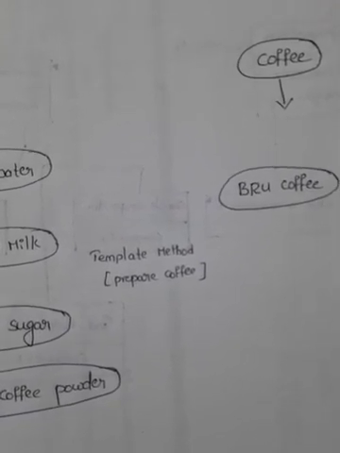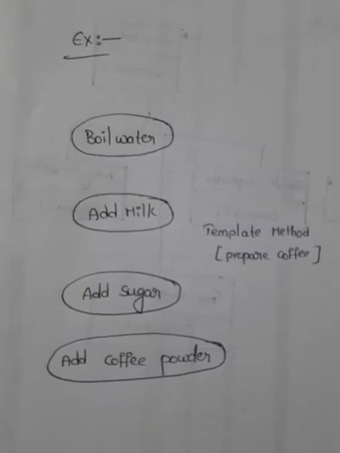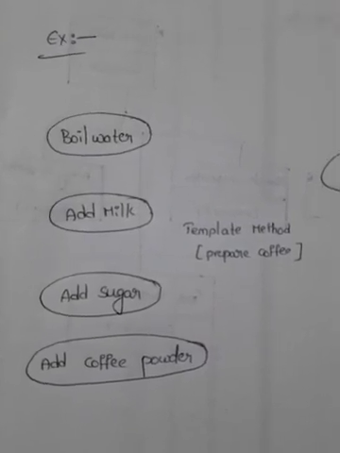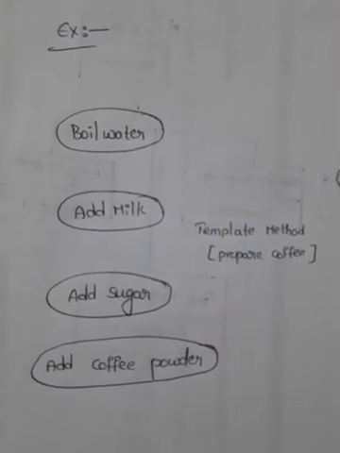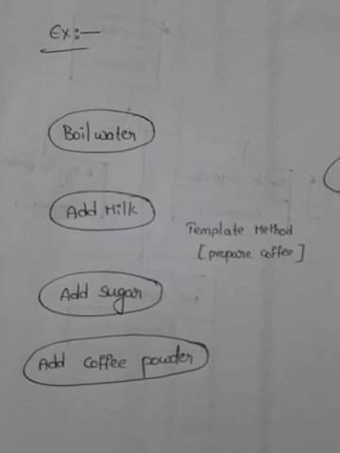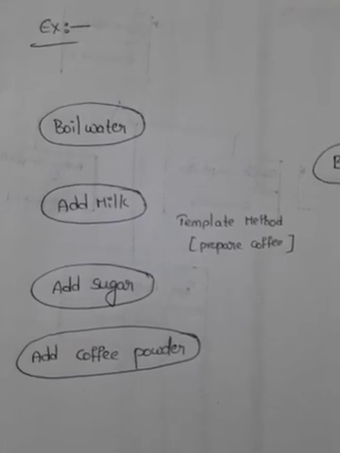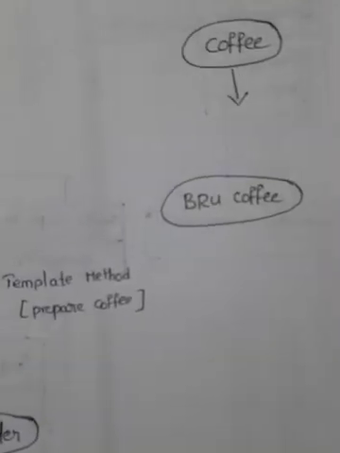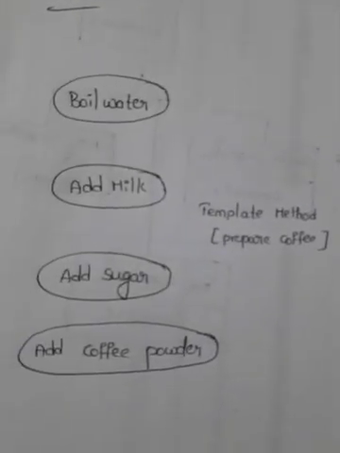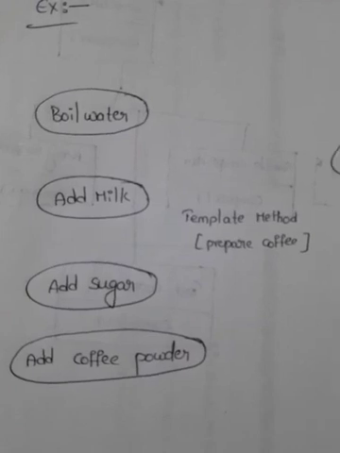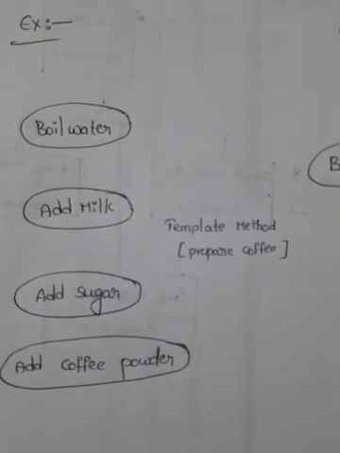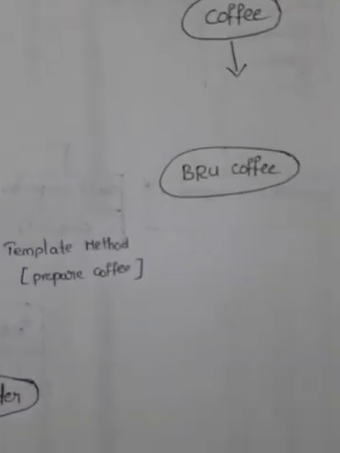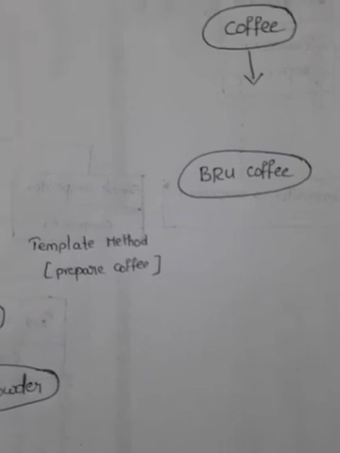Then what I have to do is boil the water, then add the milk to that water, and then add the sugar into that milk. After that I will add the powder of coffee. So I consider coffee of brew here, and I add the brew coffee powder. By doing this procedure, the coffee will be prepared as a brew coffee.